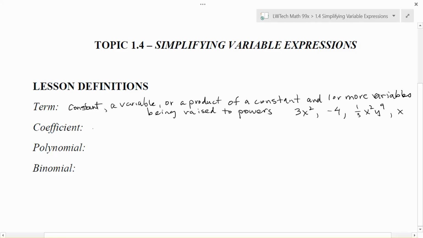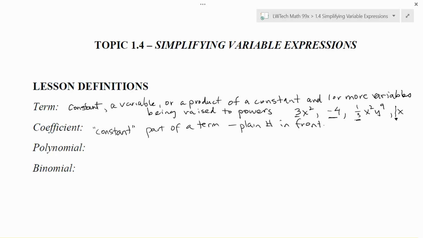The word coefficient is just the constant part of a term. This is just the plain number that's out in front. So for example, the coefficient in this expression here, 3x squared, would be 3. The coefficient in this expression would be -4. The coefficient in this expression would be 1/3. And for this one, if there's no number in front of an x, we always assume it's a 1. So the coefficient in that term would be 1. So those are words that we'll be using as we go through.